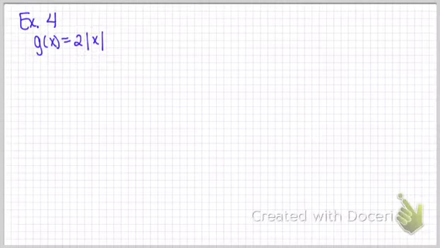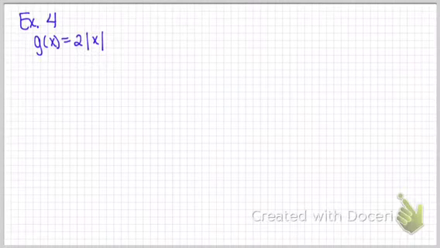Hey guys, okay, continuing with lesson 2.5. We're on example 4 now, on the bottom of page 9. And so now we're talking about stretches and compressions. So we're going to use the graph of f of x equals the absolute value of x to obtain the graph of g of x equals 2 times that absolute value of x.